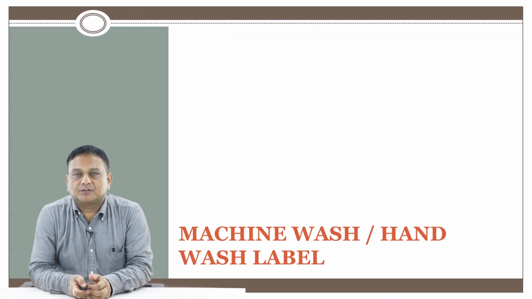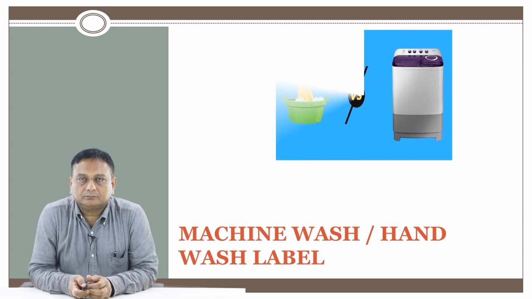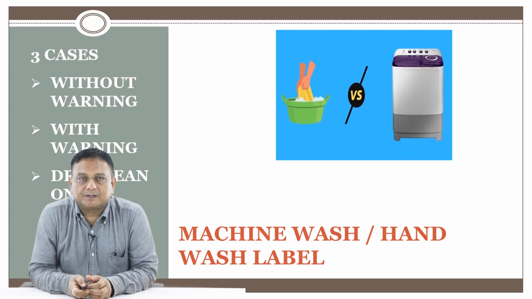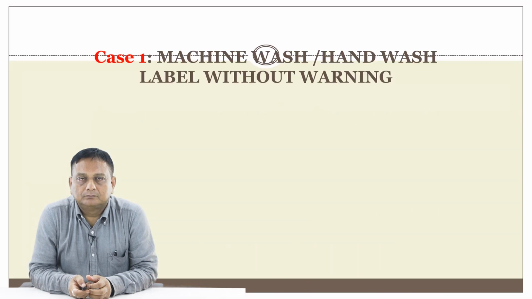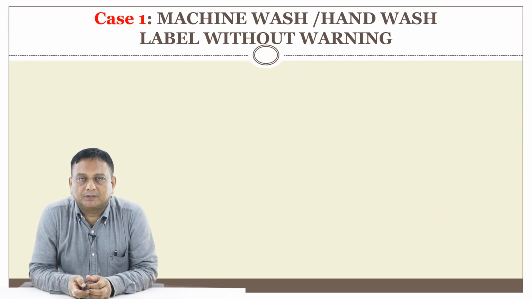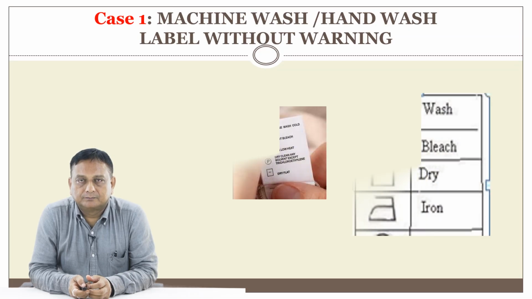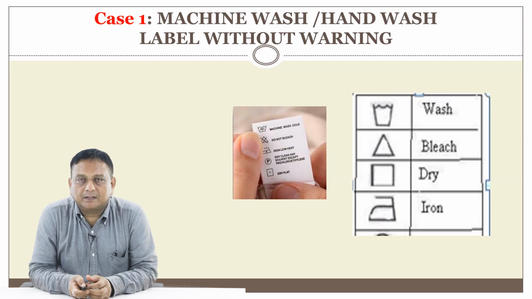Now let us start with machine wash and hand wash labels. These are the machines used for this. Three cases we will see: without any warning, with warning, and dry cleaning only. So three cases we will study here in this category. Now case 1, let us start with machine wash, hand wash label without any warning. As we can see, the sequence of operations is wash, bleach, dry, iron.